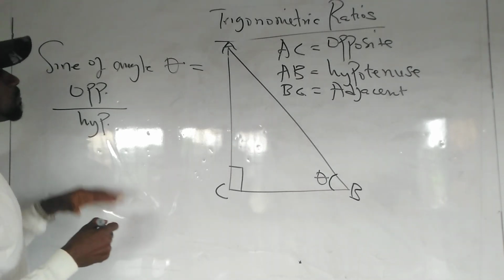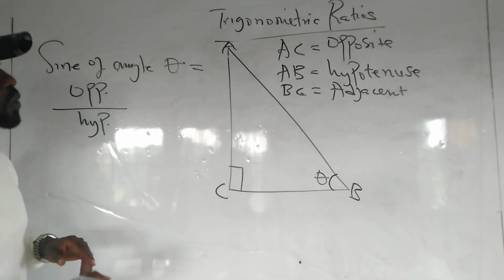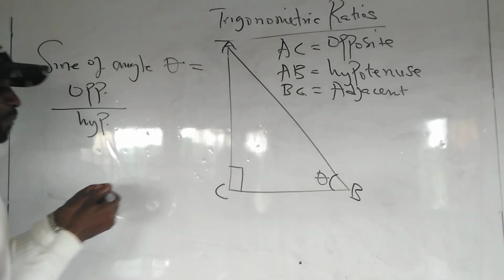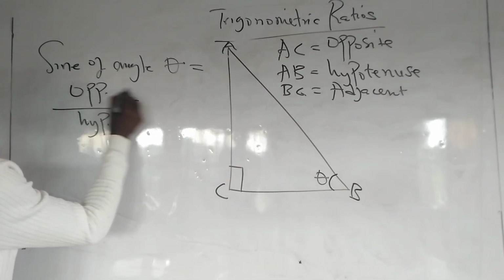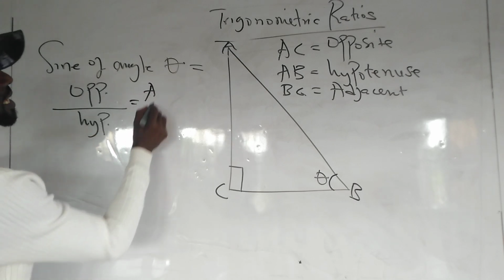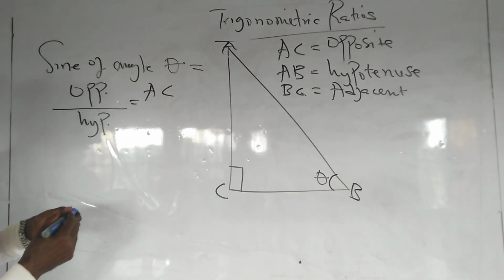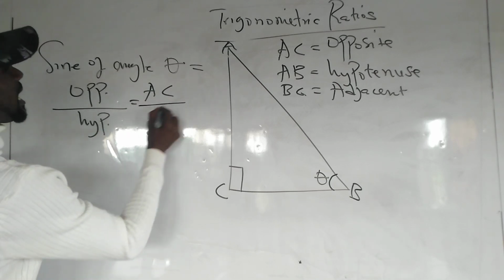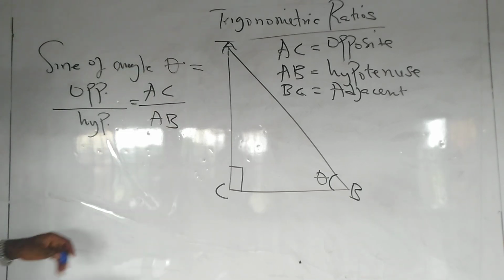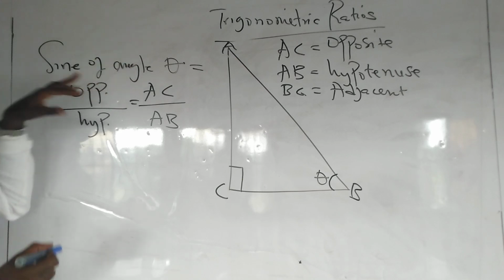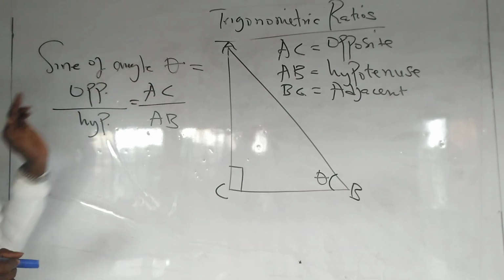Now, what is opposite? Like I told you, side AC is opposite. It means that the opposite now is AC, over hypotenuse. What is the hypotenuse? AB, all over AB. Now, this is the trigonometric ratio of sine of angle theta.